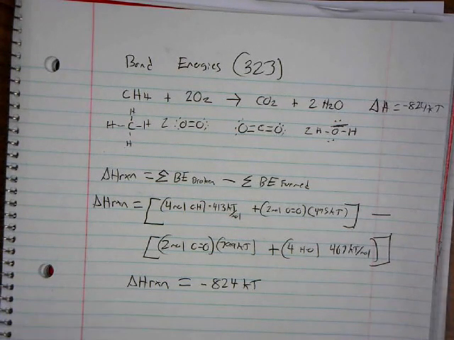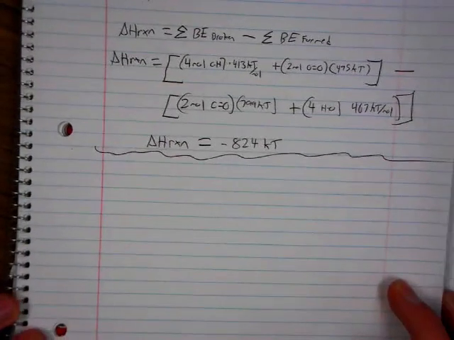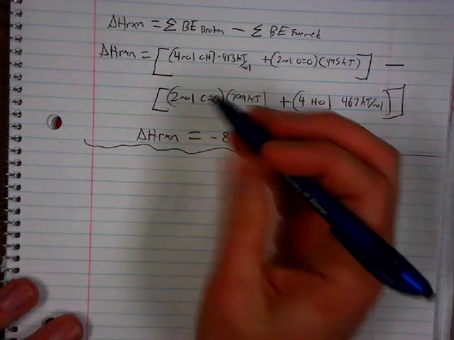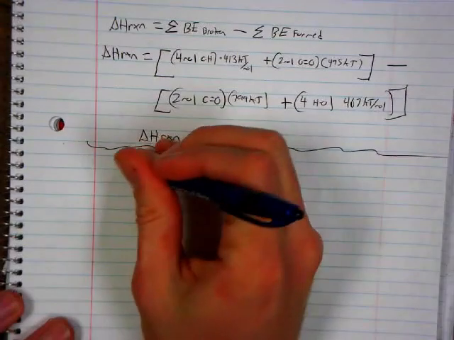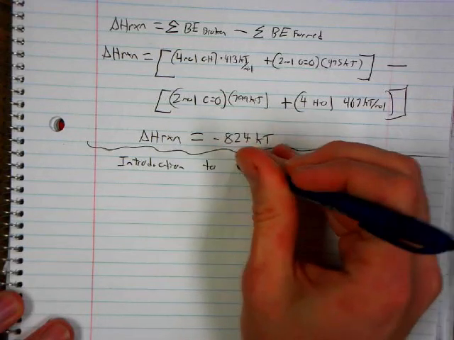So I could put that up here into my original equation as delta H equals negative 824 kilojoules, just like we've been doing. So that's bond energy. Super easy. You'll have to be given the bond energies in some kind of chart in order to do that. Okay. Put a squiggly there.